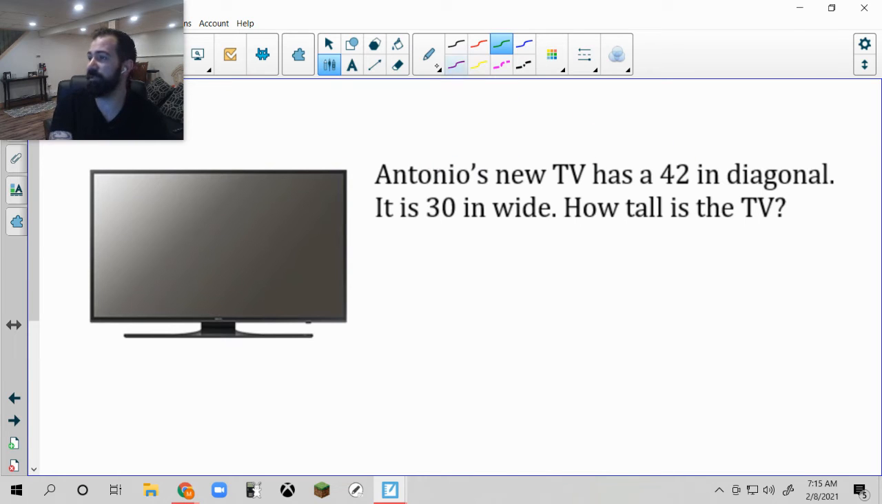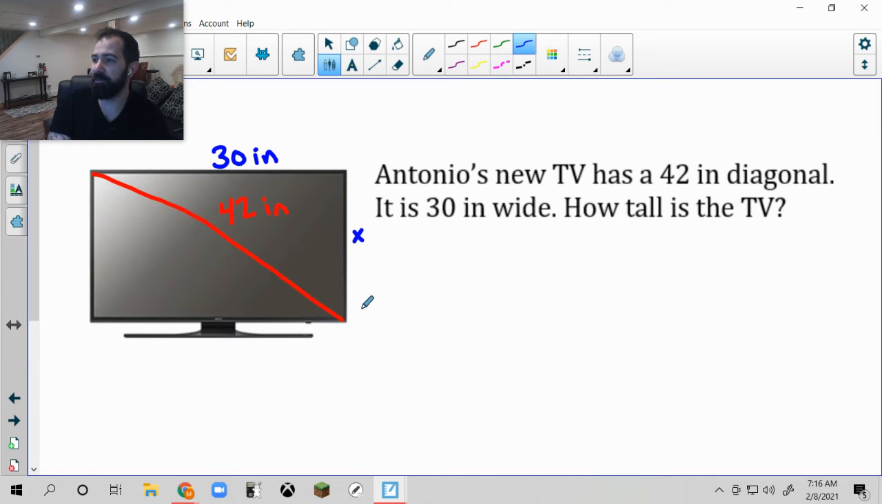Well, Antonio's new TV has a 42-inch diagonal. Okay. It's a 42-inch diagonal. It is 30 inches wide. We want to know how tall is the TV.